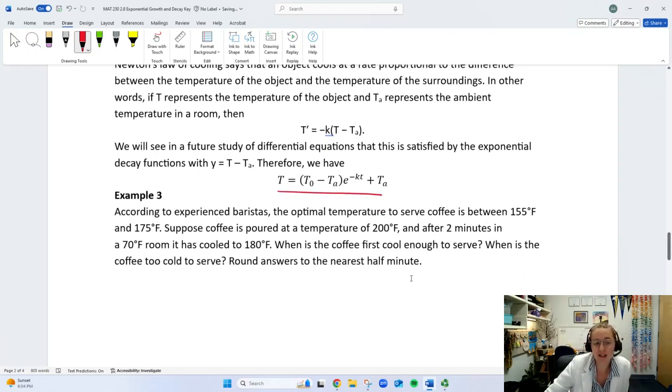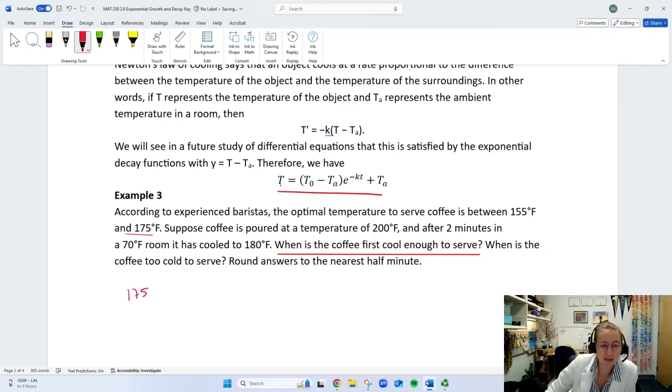According to experienced baristas, and I used to be a barista, the optimal temperature to serve coffee is between 155 and 175, which is true. Suppose coffee is poured at a temperature so it's really too hot to drink, and after 2 minutes in a 70-degree room, it has cooled off from 200 to 180. So one of the first things we want to do here is figure out what we're actually trying to find. When is the coffee first cool enough to serve? So first cool, I'm looking at when it's going to reach 175.